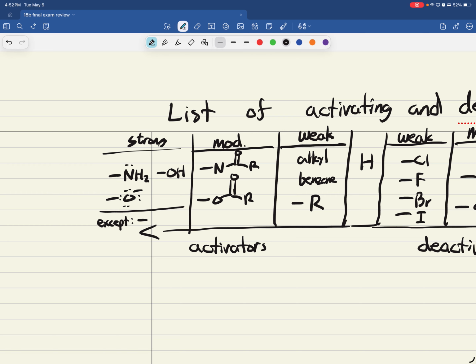Remember, we protected the OH and made it OR. If there's an alkyl group, it will donate more electrons to the oxygen, but due to electron repulsion, it will kind of destabilize it, so it only donates moderately. So this is actually a moderate one.